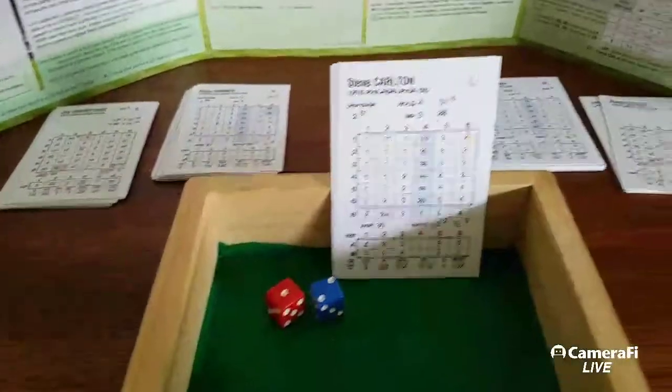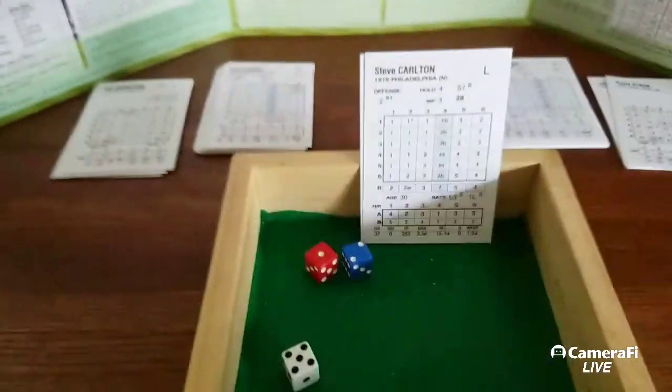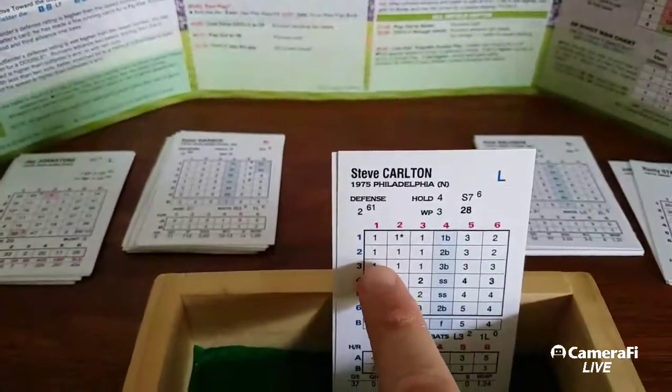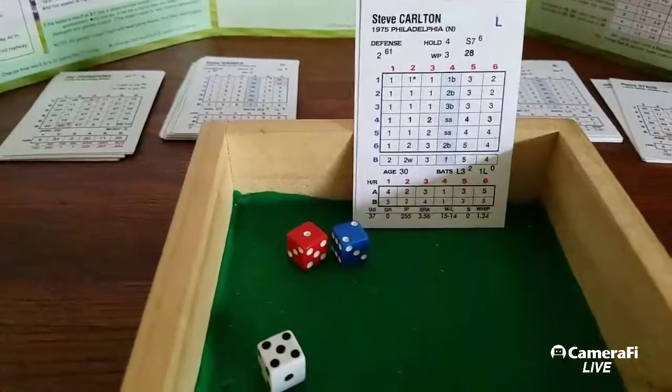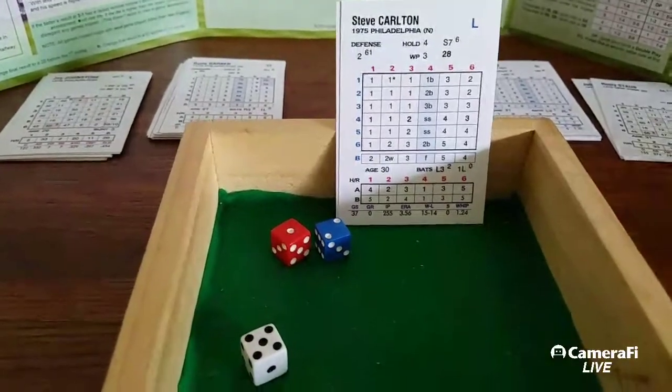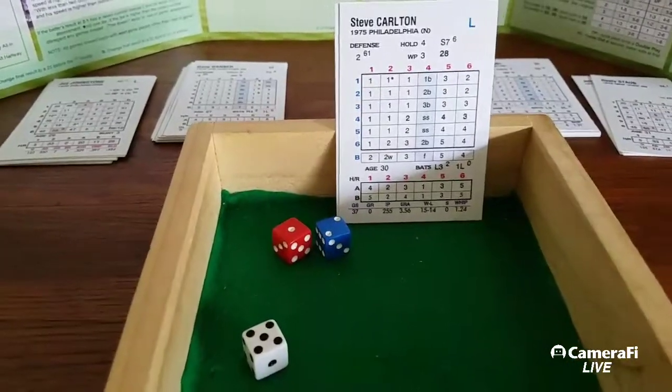It's a 1-5-2, so Harrelson, a 1 and a 5 is a 5, and a 1 and a 2 on Carlton is a 1. It's a total of 6 in column 1, and we know that in column 1, row 6 is a strikeout. So strikeout is going to end the inning. After 5 complete, it's the Mets still clinging to a 5-4 lead.